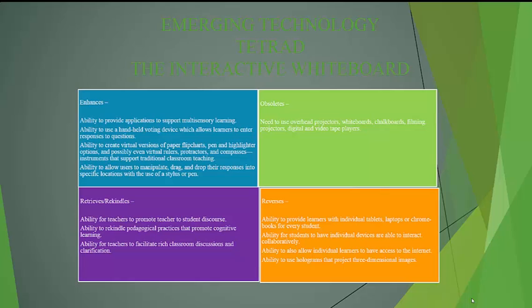The interactive whiteboard reverses the ability to provide learners with individual tablets, laptops, or Chromebooks for every student. It also reverses the ability for students to have individual devices that are able to interact collaboratively. Also, the ability to allow individual learners to have access to the internet, and it reverses the ability to use holograms that project three-dimensional images.